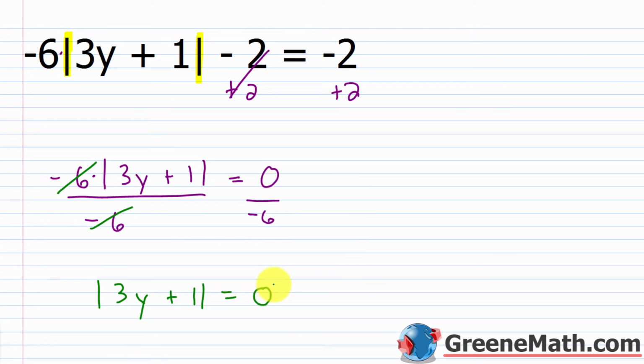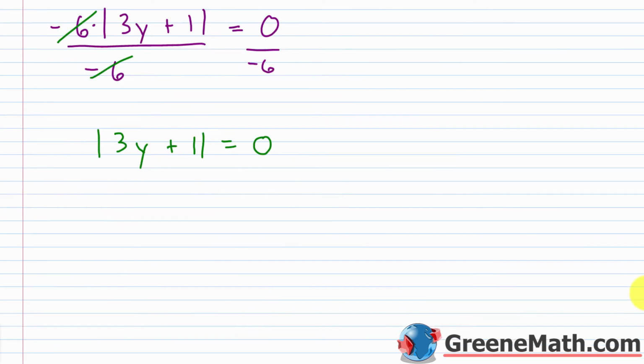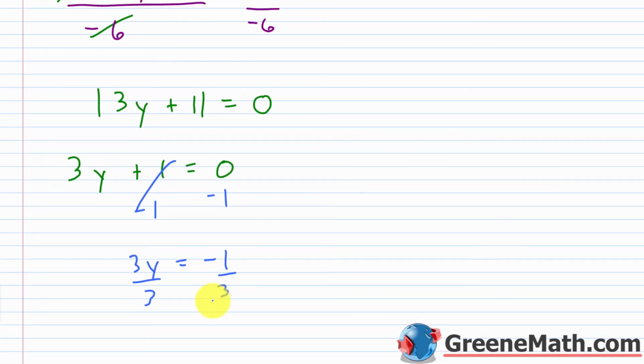I have the scenario I just told you about. The absolute value operation is isolated, and it's equal to 0. So there's only one possibility. It can only be true that 3y plus 1 equals 0. Again, please don't say or 3y plus 1 equals negative 0. The negative or opposite of 0 is just 0. So you have one situation here to solve, and I just subtract 1 away from each side. I'll get 3y equals negative 1. Divide both sides by 3, and I get y equals negative 1/3.